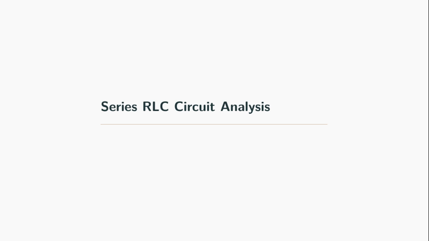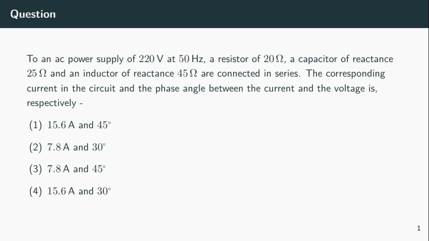Okay, let's analyze a series RLC circuit. So here's the question we are looking at today. We have an AC power supply giving us 220 volts at 50 Hz. And connected in series to this supply are three components: a resistor with a resistance of 20 ohms, a capacitor with a capacitive reactance of 25 ohms, and an inductor with an inductive reactance of 45 ohms.